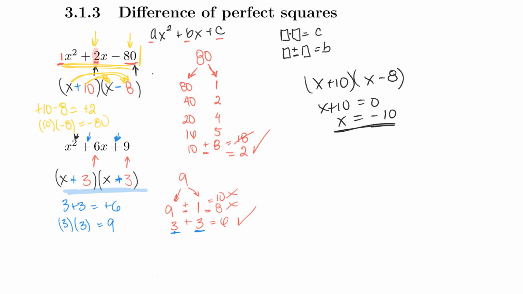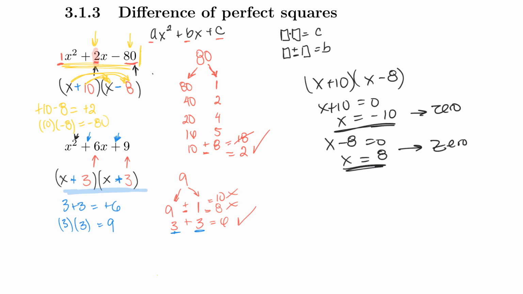So x equals minus 10 is a zero, and x minus 8 equals 0, x equals 8. This is another zero. So we could say that this polynomial has two real zeros. So if we convert it to a function and graph it, the function will touch the x-axis at x equals minus 10 and x equals 8. Okay, so this is how we find the zeros of the polynomial.